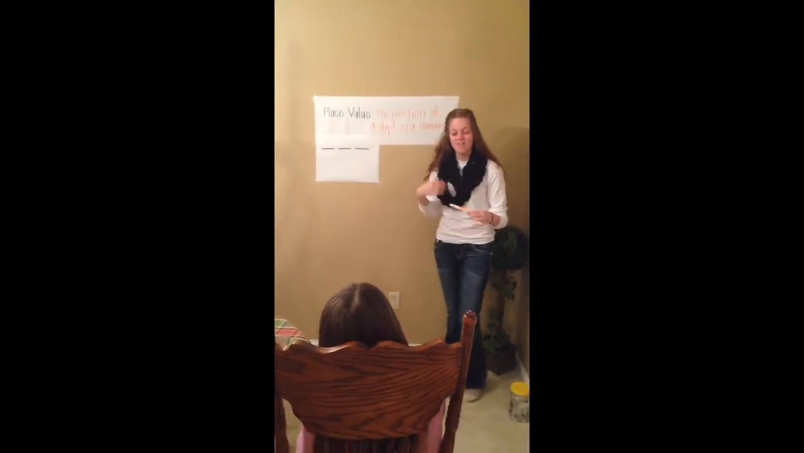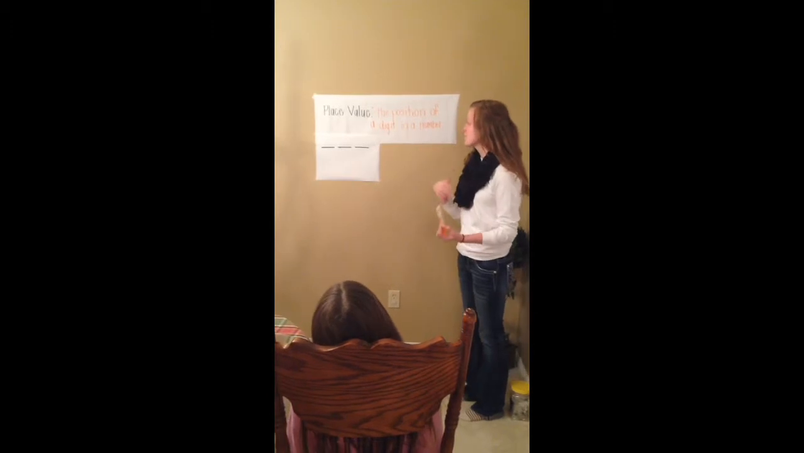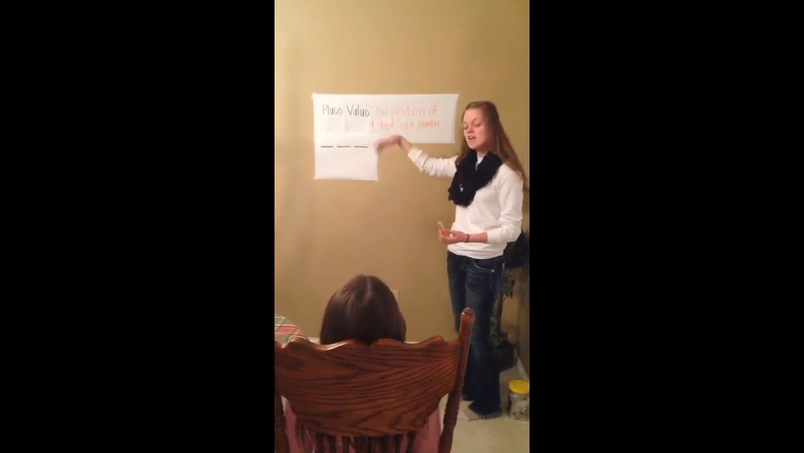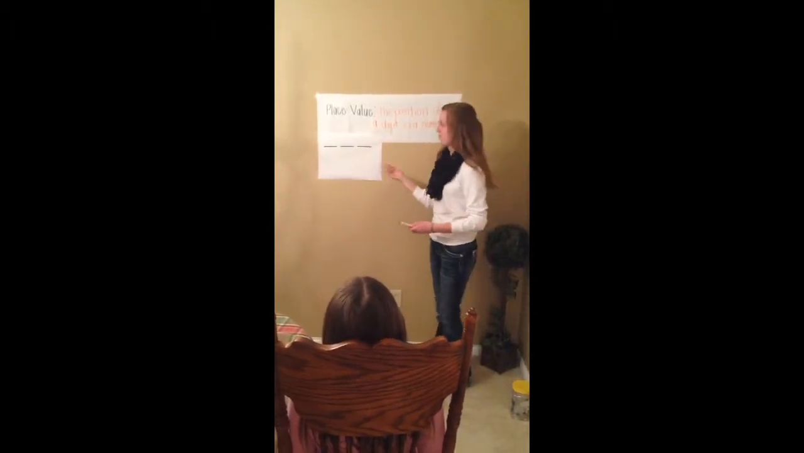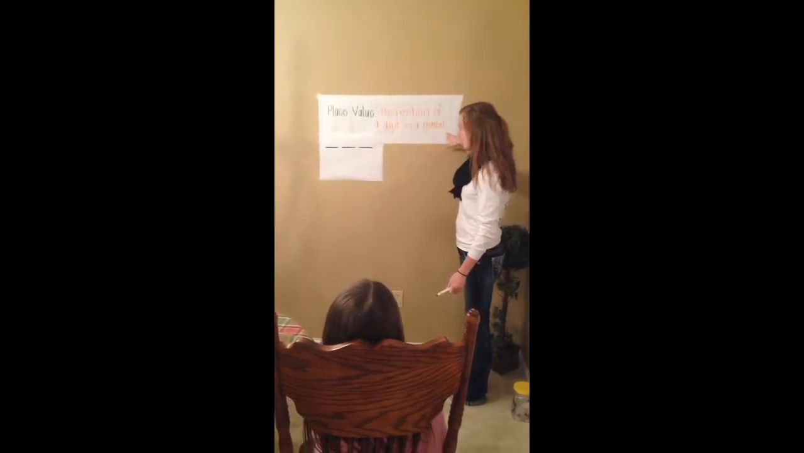Today we're going to work on rounding to the nearest tens and hundreds place. But first we need to remind ourselves what place value is so that we can round properly. Place value is the position of a digit in a number.